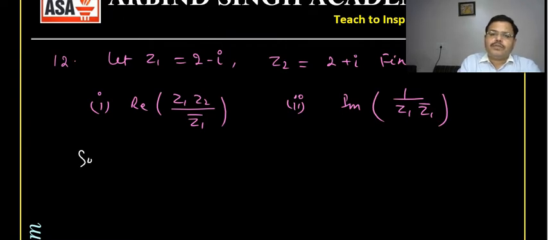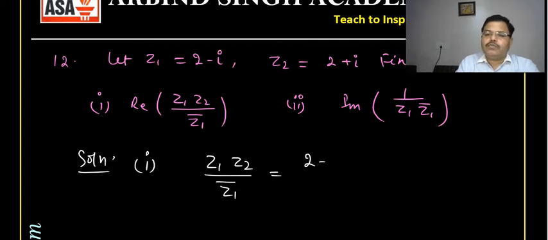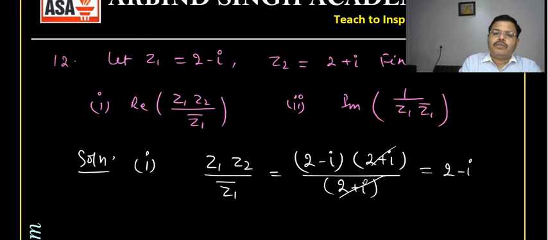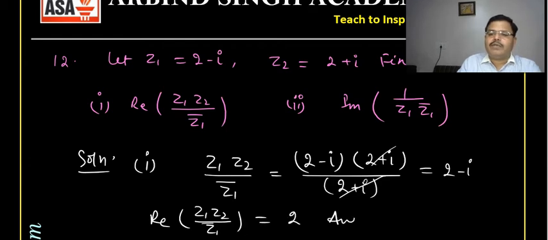So for the first part of the solution, z1z2 / z1 conjugate, where z1 is 2 − i, z2 is 2 + i, and z1 conjugate is, this is a simple one, the conjugate of 2 − i, which is 2 + i. So this will cancel completely, and what remains is 2 − i. So the real part of z1z2 / z1 conjugate is 2, and that will be the answer. I hope you got it.